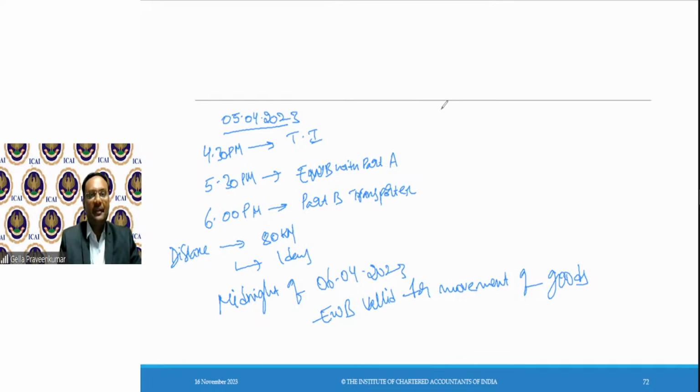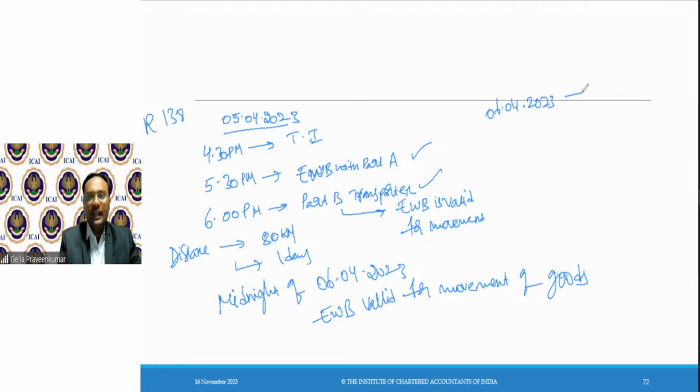So what happens if, say, on 5th April the tax invoice is prepared, Part A is updated, Part B is updated? Please remember, only when Part B is updated is the e-way bill valid for movement. This is as per Rule 138.